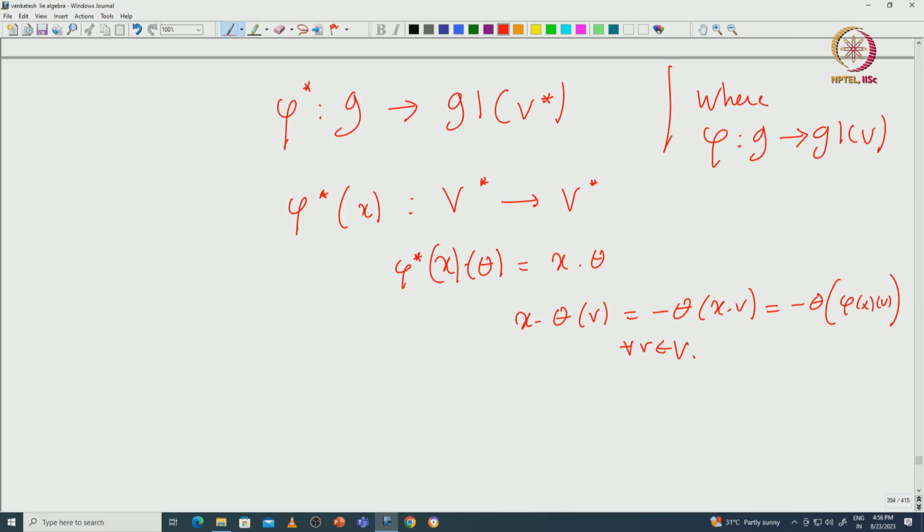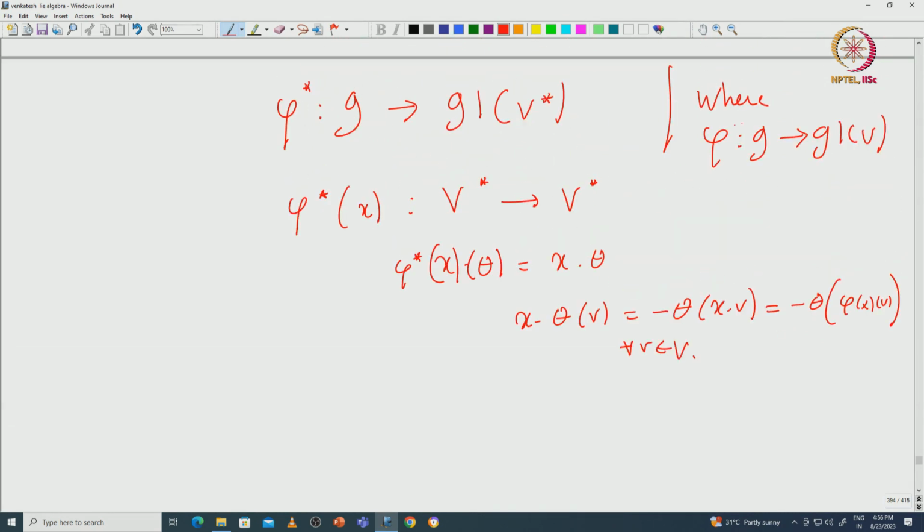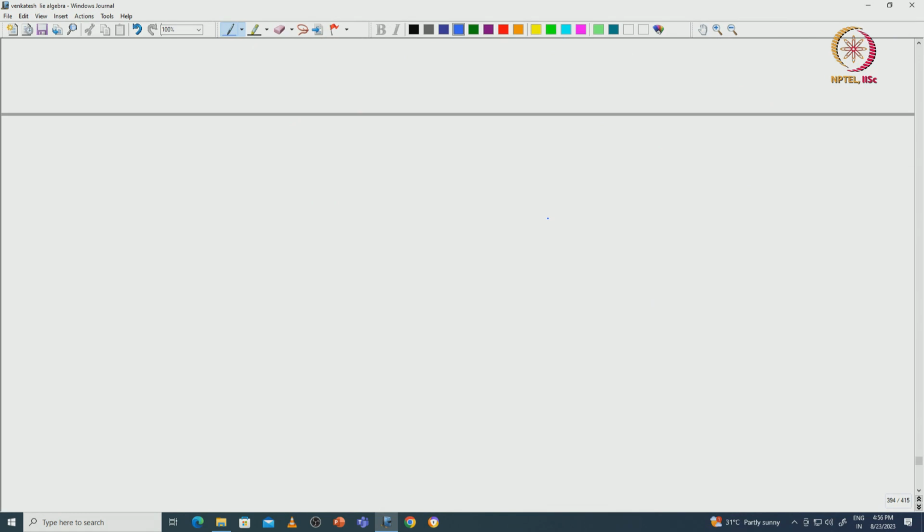Now we want to verify this is indeed a representation. For that we need to verify this phi is linear. I will leave it to you to check that. The only non-trivial part we need to check is that it is a Lie homomorphism. For that, if you take the bracket x y and act it on theta, we need to prove that this is exactly equal to x dot y dot theta minus y dot x dot theta.